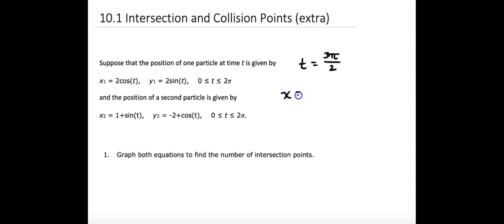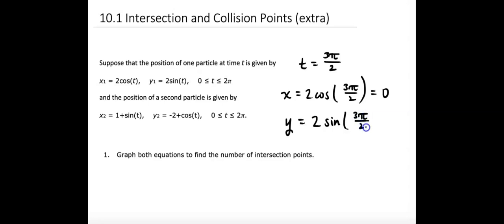So my x is equal to 2 times the cosine of 3 pi over 2. Cosine of 3 pi over 2 is 0, and so my x is equal to 0. My y is equal to 2 times the sine of 3 pi over 2. Sine of 3 pi over 2 is negative 1, and so my y is equal to negative 2. And so my collision occurs at the point (0, negative 2).